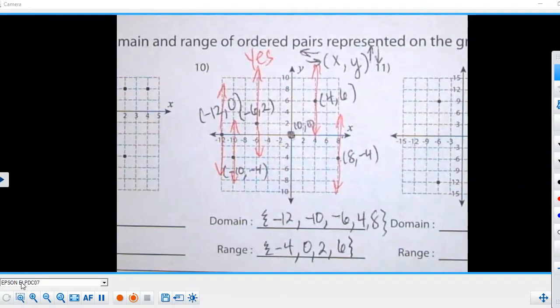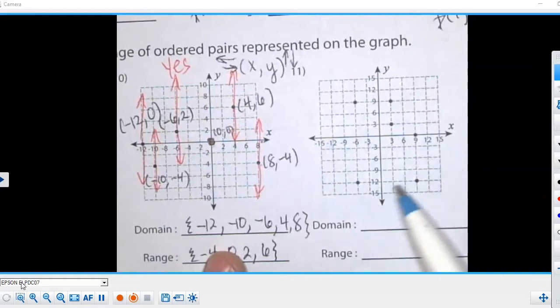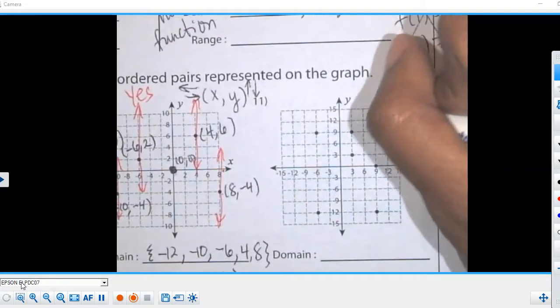The other thing I want you to know is when you have a discrete function, and let me also write that above, remember when there's a bunch of points and they're not connected, it's discrete.